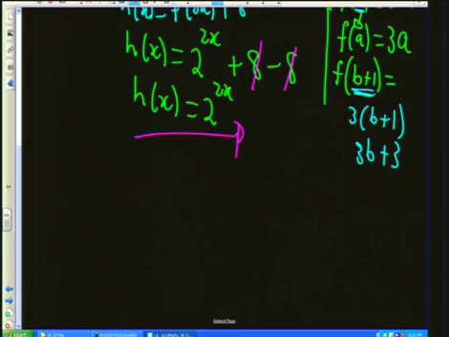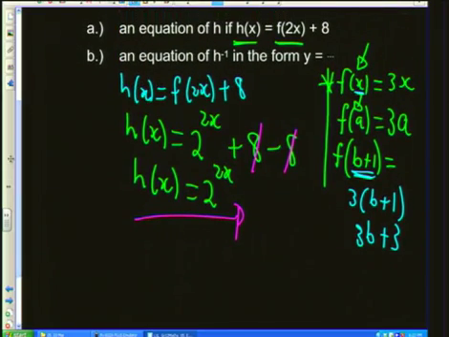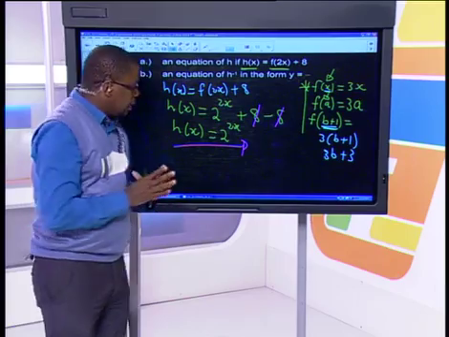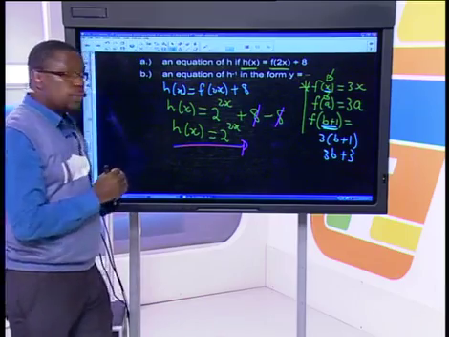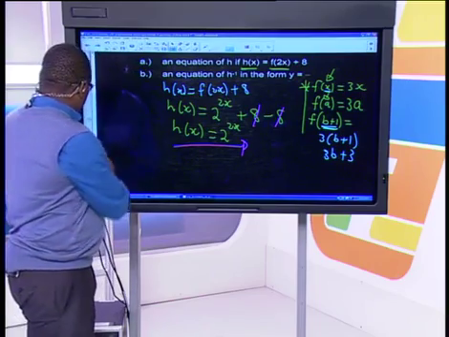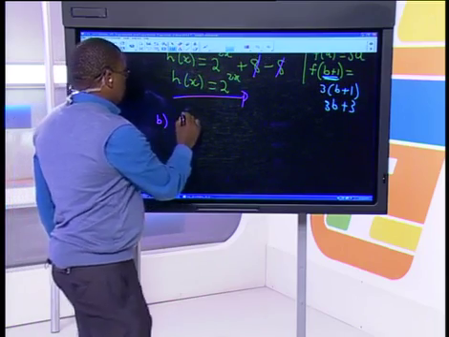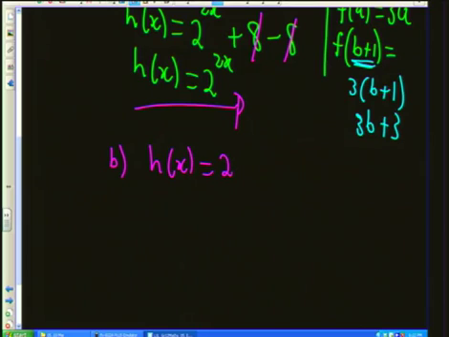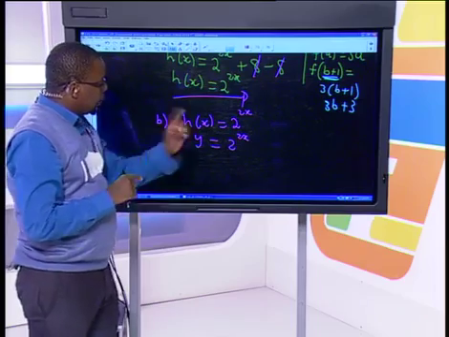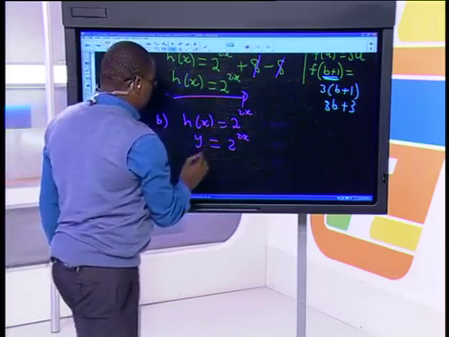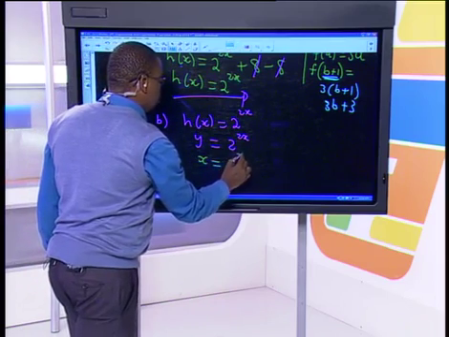Now, our next question is, find an equation of the inverse in the form y equals, so the inverse of h, the one that we just did. So you've got h of x equals 2 to exponent 2x. So remember, the inverse, so you go to your h of x, which is 2 to exponent 2x. So in other words, we have y is 2 to exponent 2x. Now remember, interchange x and y. So in the place of y, I'm going to replace it with the x, and in the place of x, I put y. So we have x is 2 to exponent 2y.